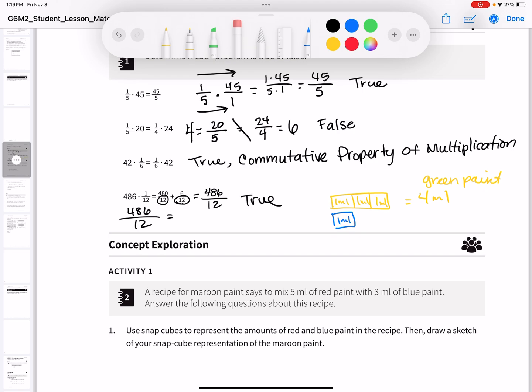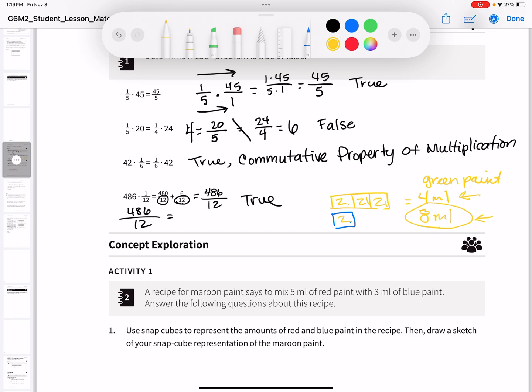Well, instead of 1 milliliter, these would now be 2 milliliters each. So 2, 4, 6, 8, we would have 8 total milliliters of green paint. So we could refer to this 8 milliliter total as 2 batches of the green paint, because this would be 1 batch and this is double that batch, so it's 2 batches.